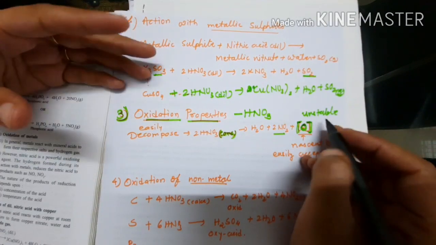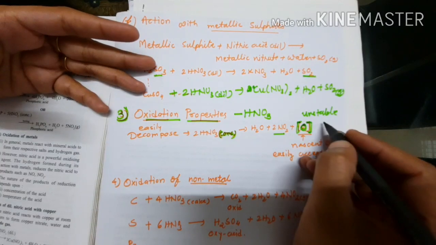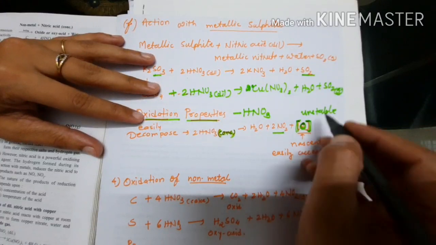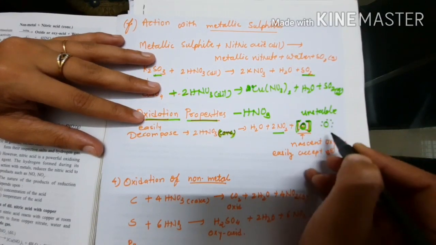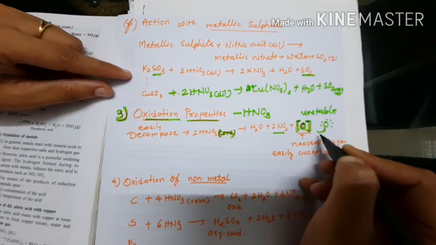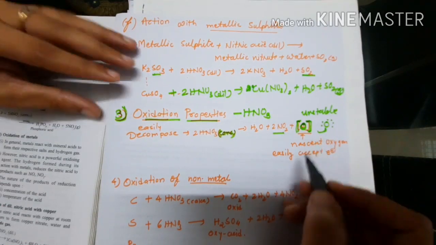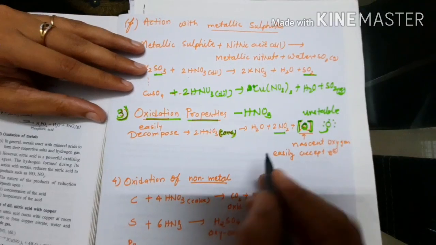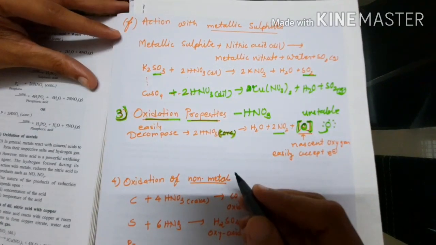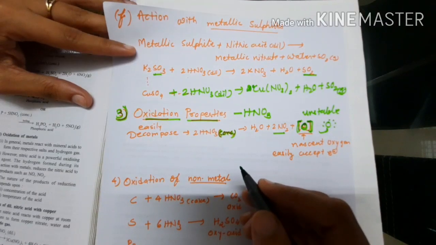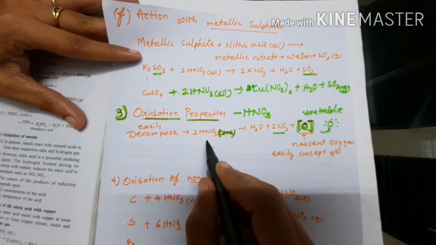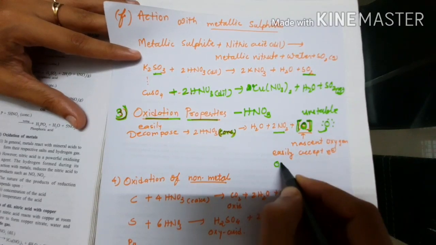Because it has not completed its octet. The oxygen has 6 electrons in the outermost shell, so the octet is not complete. So it is ready to accept electrons, and immediately it will accept electrons. And we know that accepting electrons, what is the reaction? So the nitric acid accepts electrons, hence it makes nitrogen dioxide and nitric oxide.